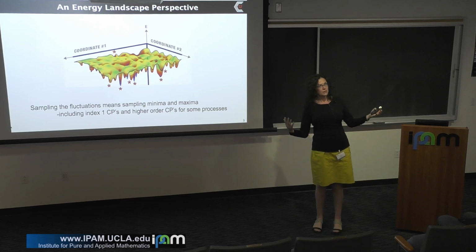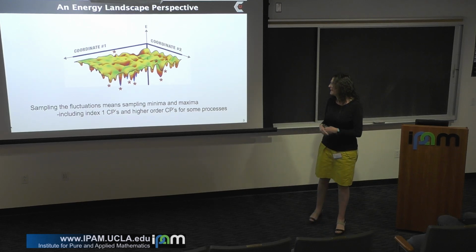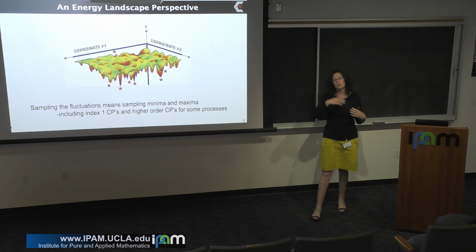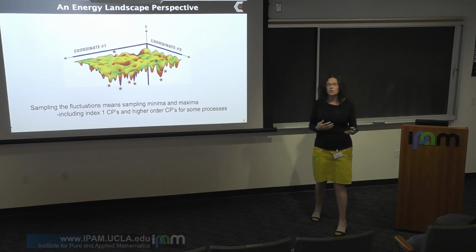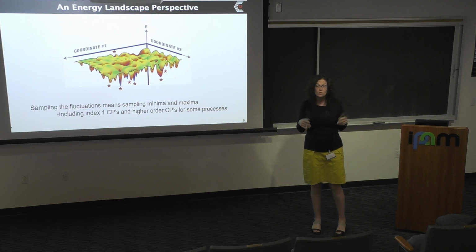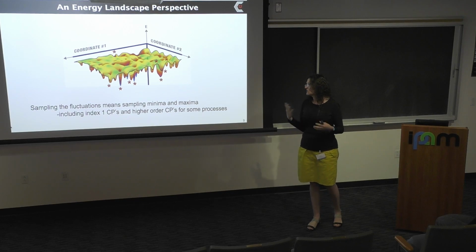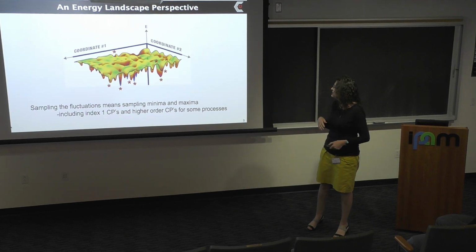But if we want to sample fluctuations, then we need to sample the barriers, right? And so we need both the maxima and the minima. This would mean you would need to know the positions of all the index 1 critical points, and sometimes even higher order critical points. I'll show an example later in the talk of some recent work indicating that index 2 critical point pathways can be important in some types of reactions.